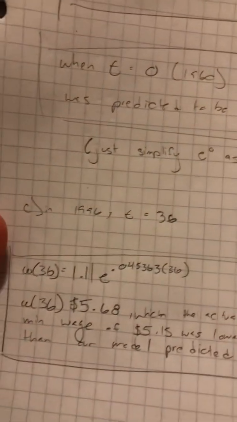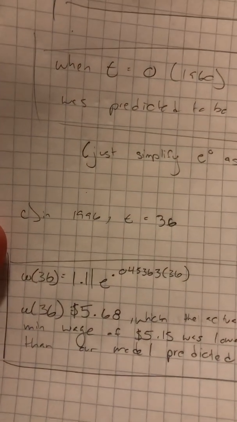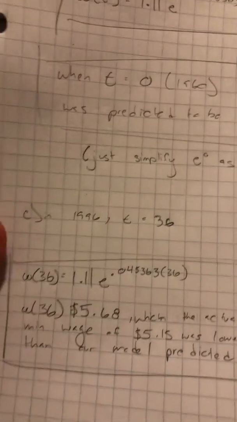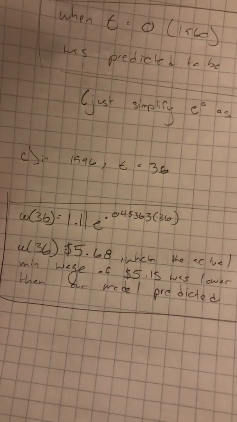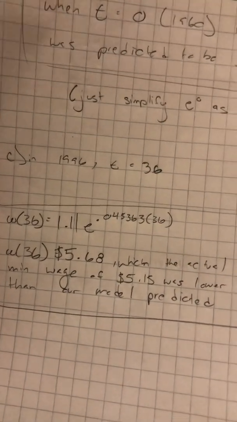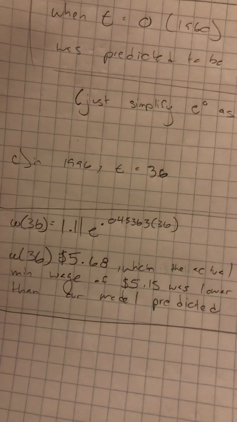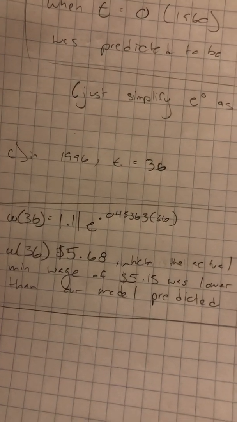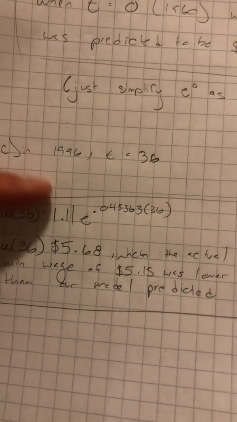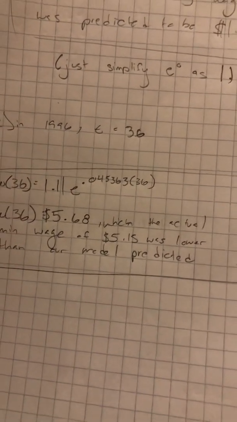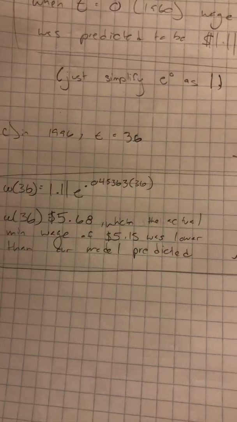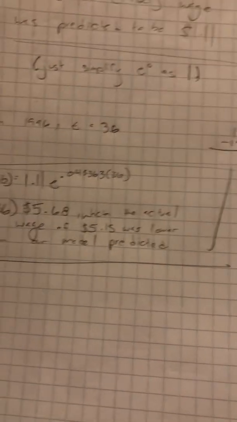Then it asks us to do the same thing in 1996, so we just have to figure out what t is. We do 1996 minus 1960, and we get 36, so that's what t is. Plug in for W of 36, punch it in your calculator, and you get $5.68. It asks us, was it above or below the actual minimum wage? It was predicted to be $5.68. The actual was $5.15 according to the problem. So we missed the mark there.